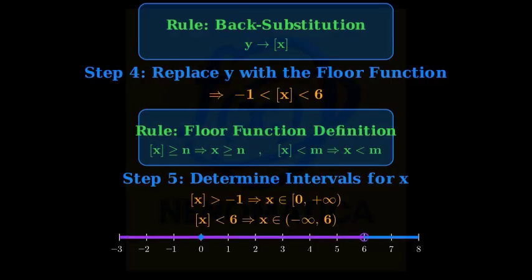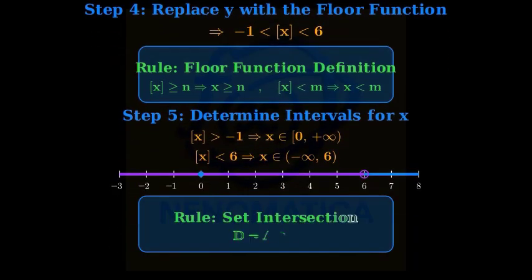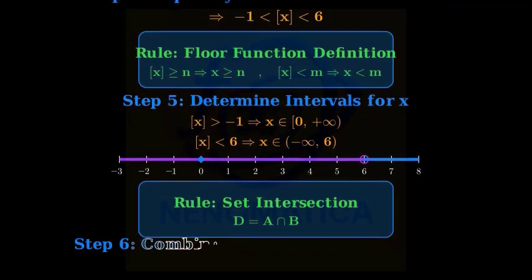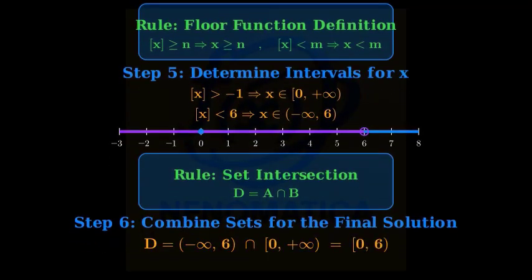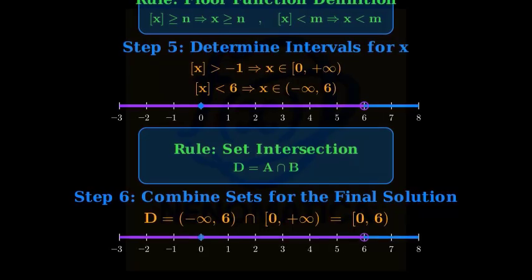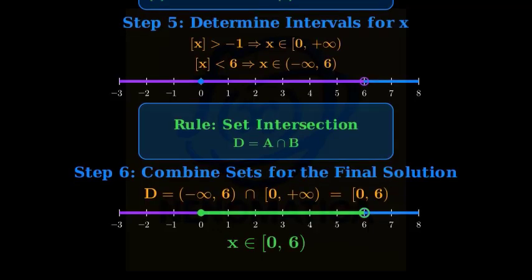Step 6. Intersect the two sets. The intersection of 0 to infinity and negative infinity to 6 is 0 to 6, including 0 but excluding 6. So the final solution set is x in bracket 0, 6 parenthesis. Let's highlight that on the number line. Final answer: x is in the interval 0 to 6, including 0, excluding 6.